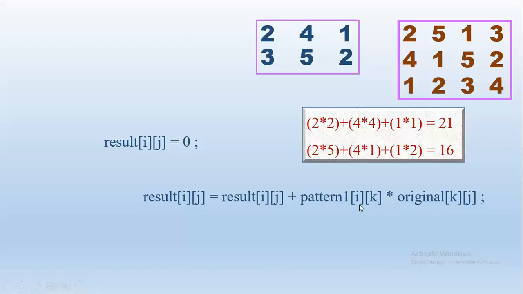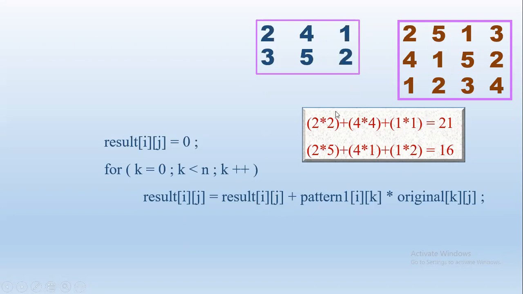Now if you observe, I, J, K are all zeros. Once we multiply the first set, next we have to multiply 0, 1, this is 4, with 1, 0. So the in-between values are the same. For that reason we take K here: pattern of IK into original of KJ. That is the reason we take a third variable. The in-between indexes are similar. We are multiplying row with column values. So that is the reason we are taking a third variable K, which is a third for loop. This will be for multiplying each row with each column. That is why you should take care while writing the indexes.